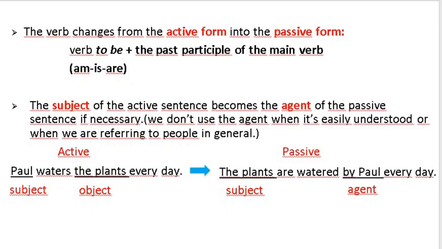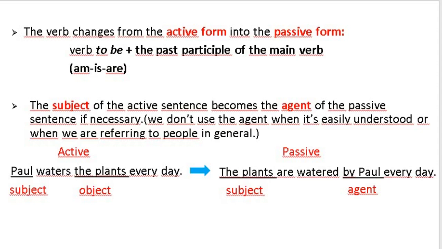The verb changes from the active form into the passive form: verb to be, am, is, are, plus the past participle of the main verb. The subject of the active sentence becomes the agent of the passive sentence if necessary. We don't use the agent when it is easily understood or when we are referring to people in general.